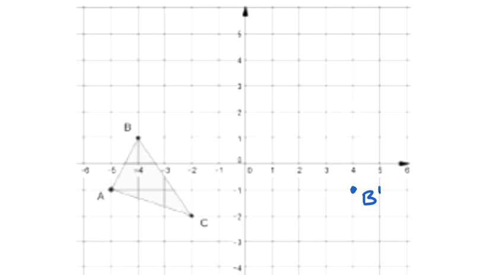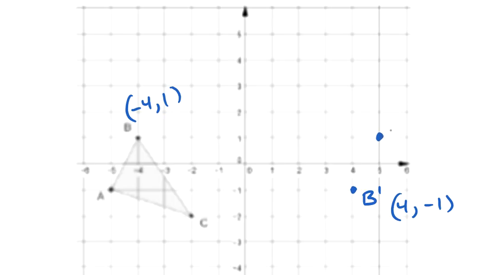Look at this. B was at -4 comma 1. And notice where B prime ended up. It ended up at 4 comma -1. And that pattern is exactly what happens when you want to rotate an object about the origin 180 degrees. We're literally just changing the sign. So if you look, A was at -5, -1. Well, A prime is going to be at 5, 1.